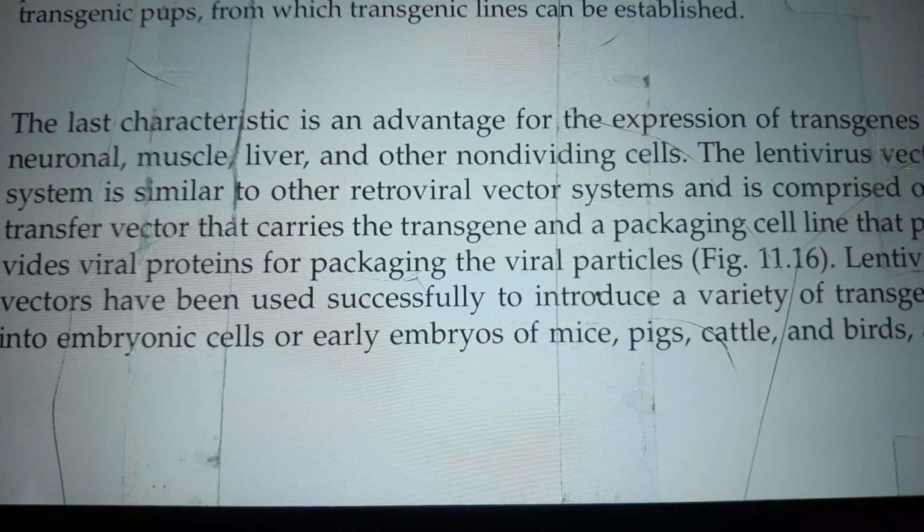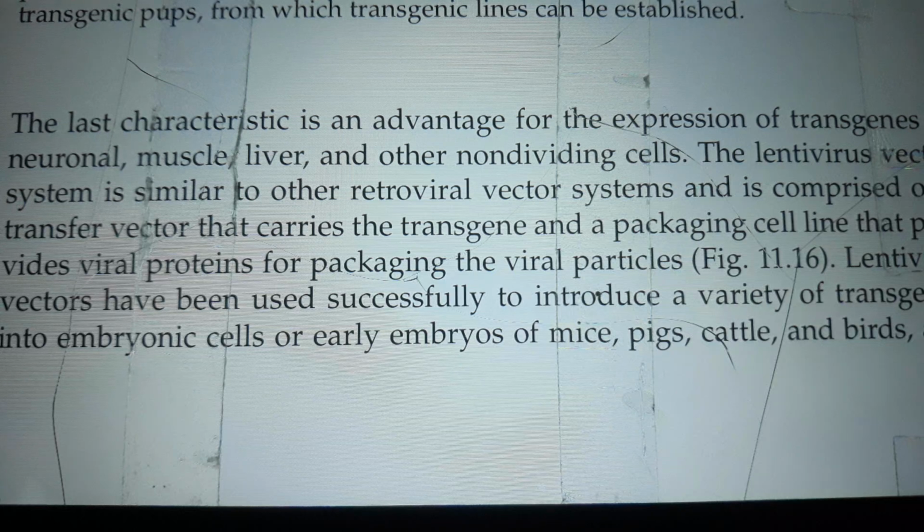The last characteristic is an advantage for the expression of transgenes in neuronal, muscle, liver, and other non-dividing cells. The lentivirus vector system is similar to other retroviral vectors and is comprised of a transfer vector that carries the transgene and a packaging cell line that provides viral proteins for packaging the viral particles.